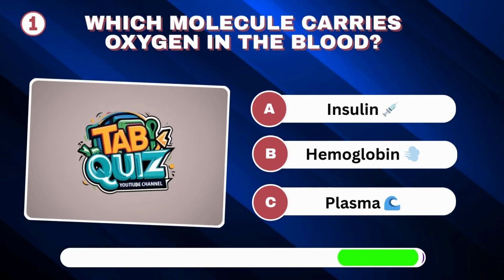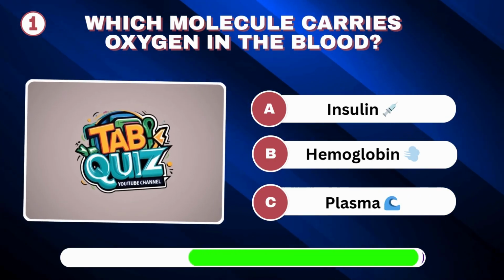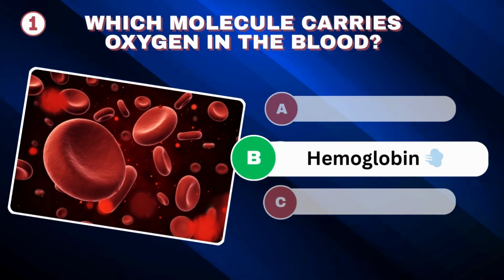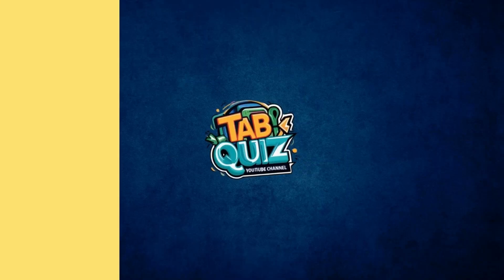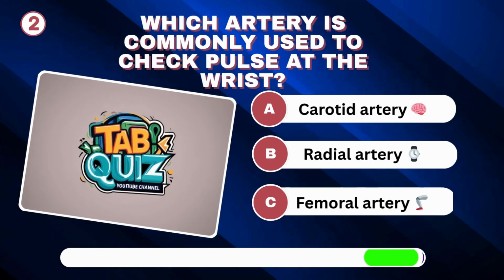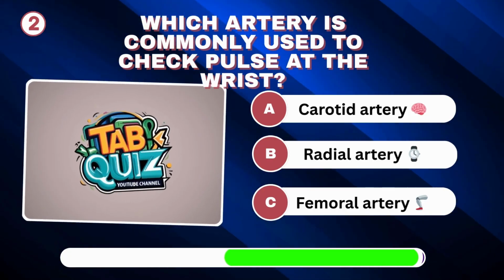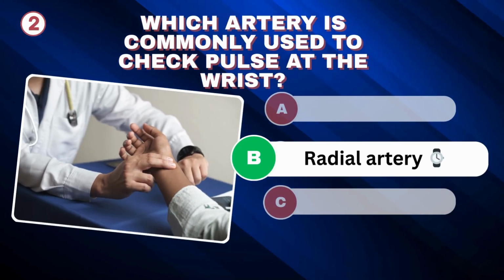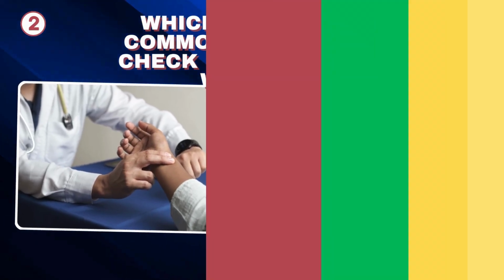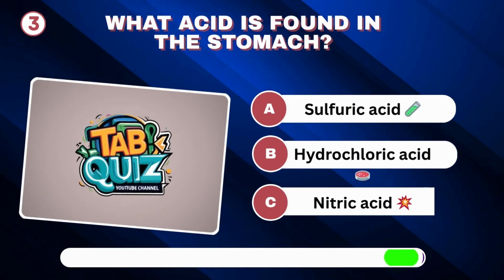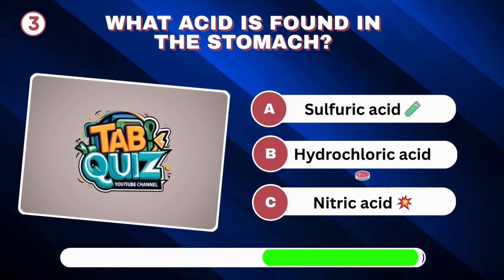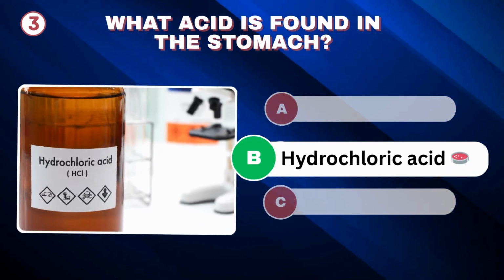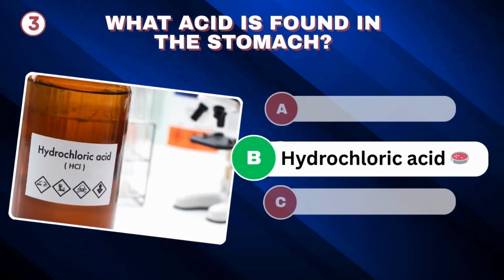1. Which molecule carries oxygen in the blood? B. Hemoglobin. 2. Which artery is commonly used to check pulse at the wrist? B. Radial artery. 3. What acid is found in the stomach? B. Hydrochloric acid.